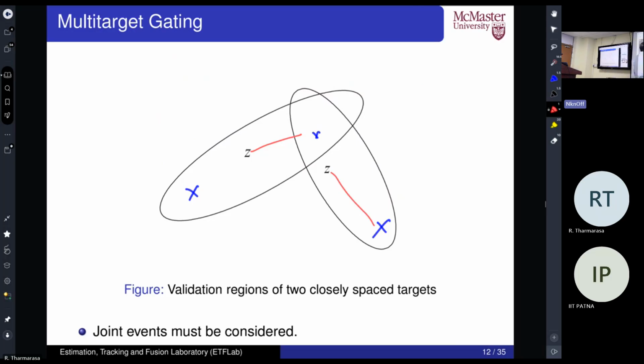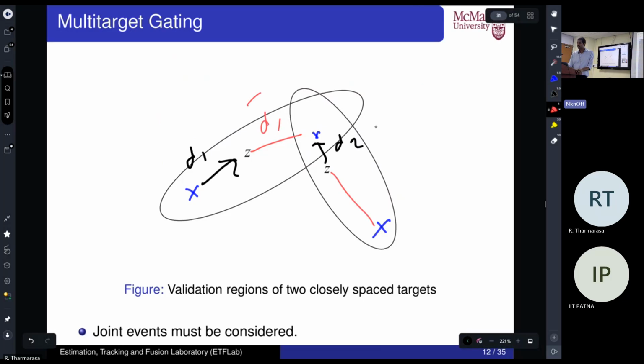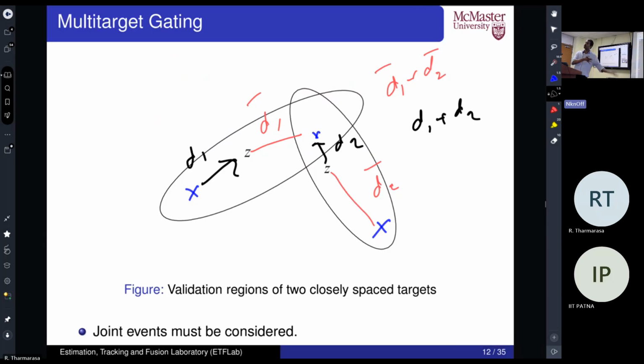So if this goes with this, that goes that way. Or you go this way, then this goes this way. Then you find the total distance, say this is D1 and D2, and say this is D1 bar and D2 bar. Then you find D1 bar plus D2 bar and D1 plus D2 and find which one is smaller, then you go with that. But you have to jointly consider both of them. Okay, that is the problem with multi-target tracking data association.